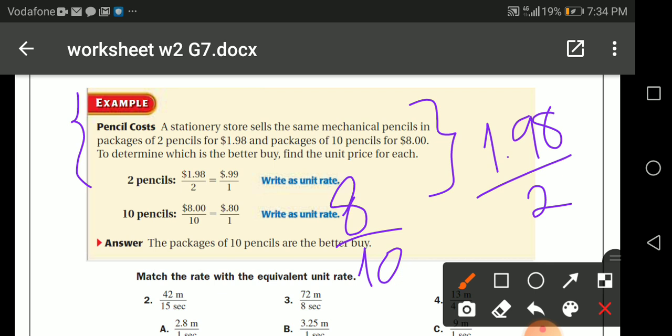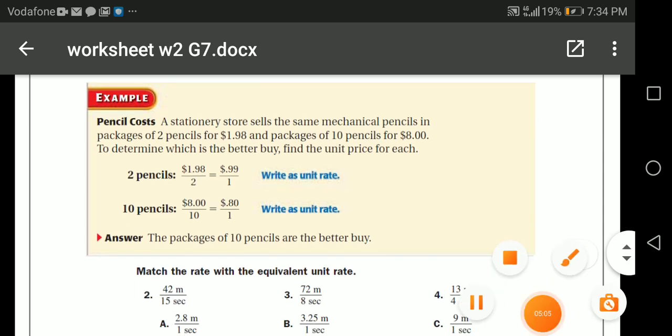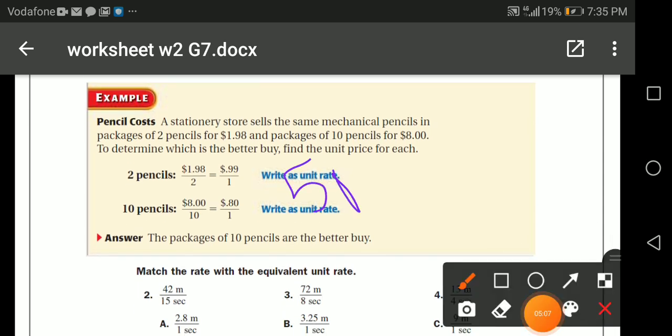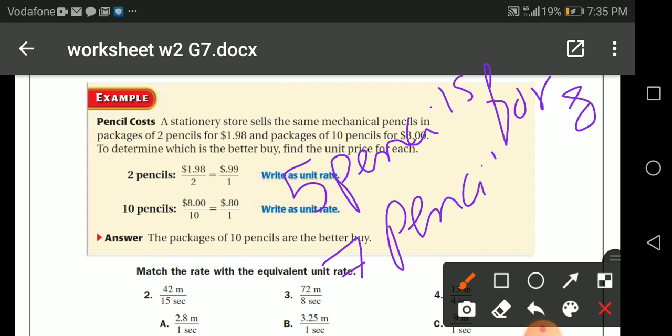Okay, guys, I want to explain this in an easier way. If I say here I can buy a package of five pencils for $8, and I can also buy seven pencils for $8. What do you think, which is better here? I will find the rate for each pencil.